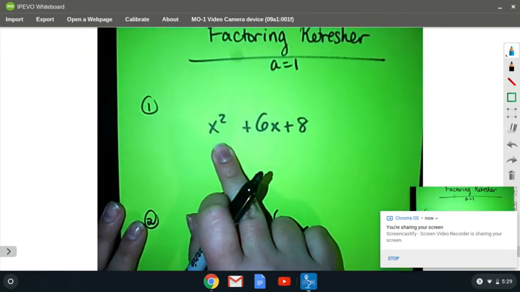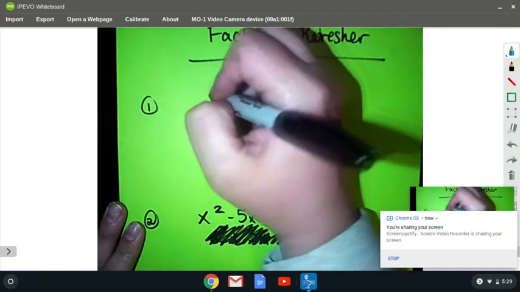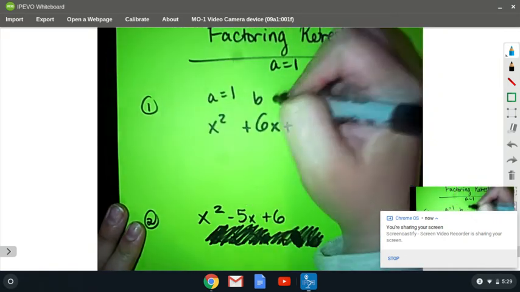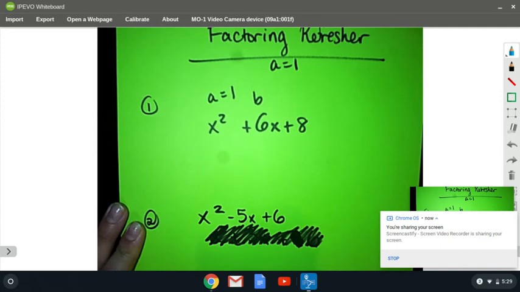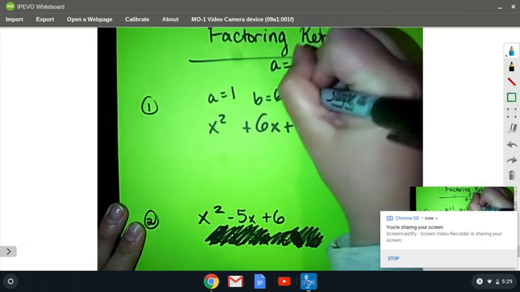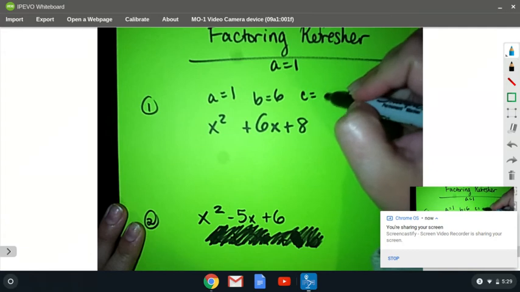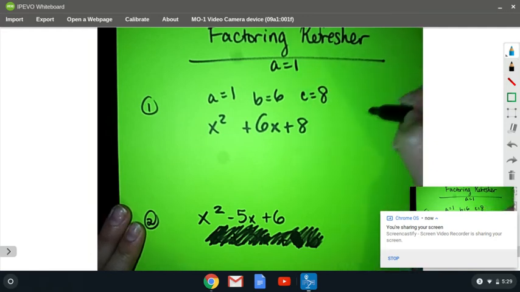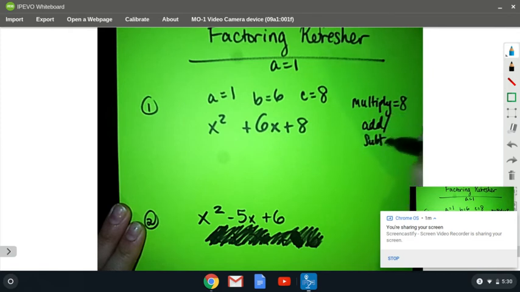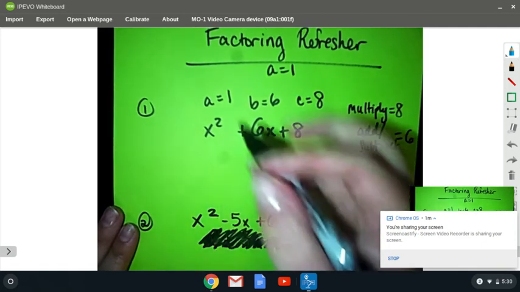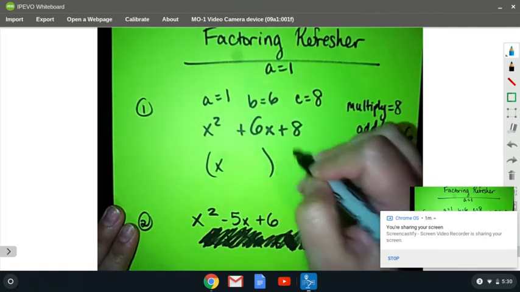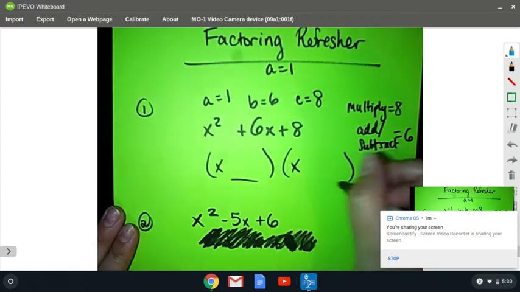So first, if we look here, we have x squared plus 6x plus 8. We have an a of 1, which a is always going to be 1 for this first section. B is 6, and C is 8. We are looking for two numbers that multiply to equal 8 and add or subtract to equal 6. Those are the two numbers we're looking for. And remember, we would put an x in each parenthesis, and then our numbers we'd put here.